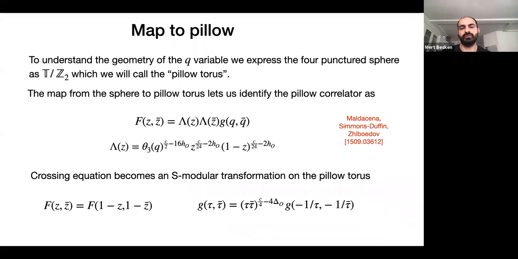So to understand the geometry of this q variable, we express the four-punctured sphere as the 2D torus modded by a Z2, which we will call the pillow torus. I haven't written down the details of this, but the map from the sphere to the pillow torus lets us identify the pillow correlator in terms of the plane correlator, and gives these elliptic theta factors that we have seen before. The S to T channel crossing equation, which maps z to 1 minus z, z bar to 1 minus z bar, becomes an S modular transformation on the pillow torus, where this is the pillow correlator.